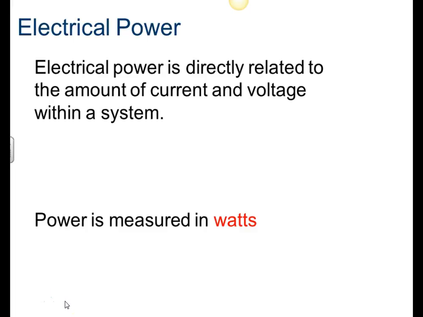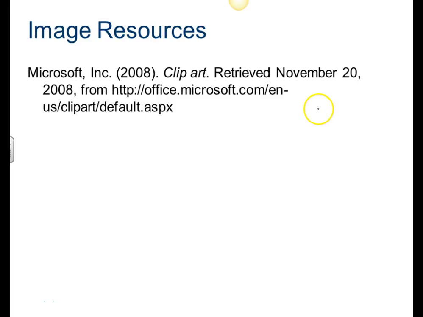All right. Electrical power is most directly related to the amount of current and voltage within a system. Power is measured in watts, and from an equation viewpoint, power equals I times V. Power equals current times voltage. And if we're looking at current times voltage, this is amps times volts equals watts. And that completes this presentation.